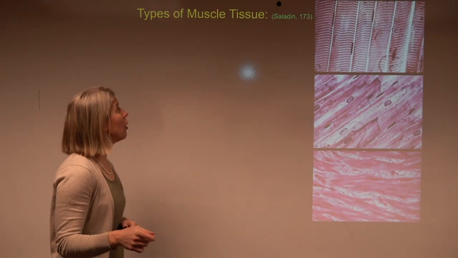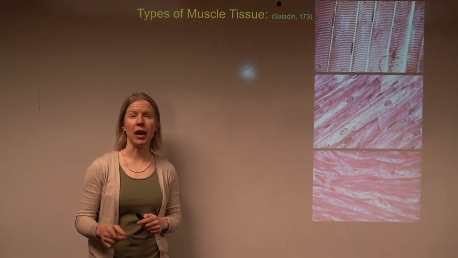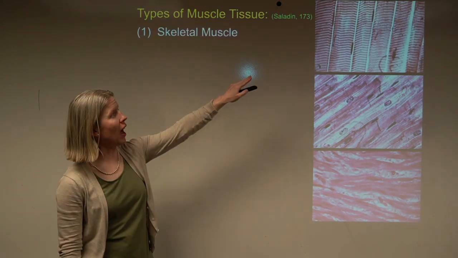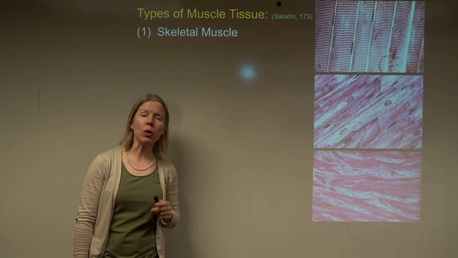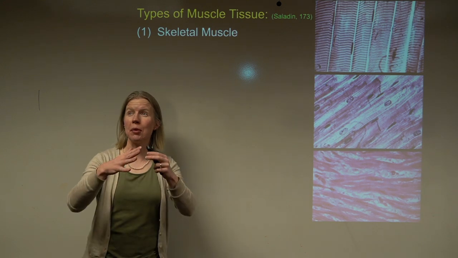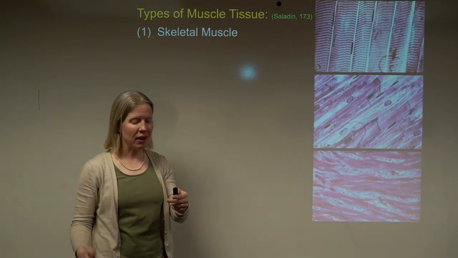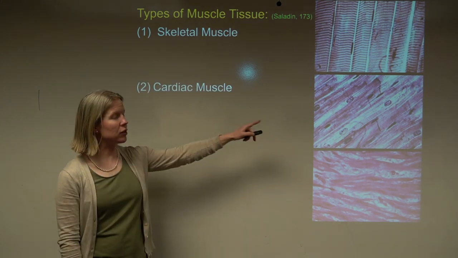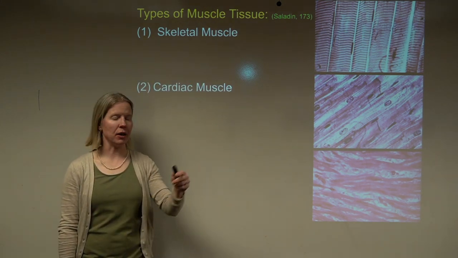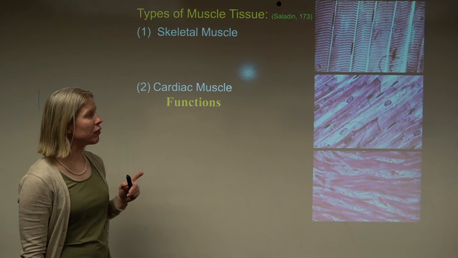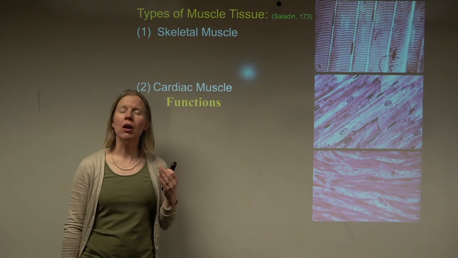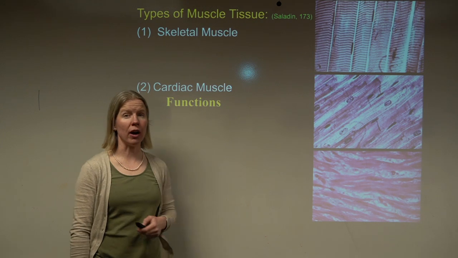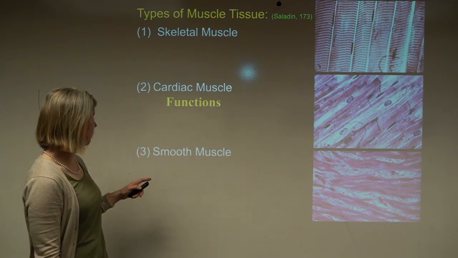Now, if you'll recall, we have three different types of muscle. We have skeletal muscle, which is the very obviously striated muscle, and that's where we'll spend the majority of time in this chapter, right? But just a reminder, cardiac muscle, its main function is just to propel blood throughout the cardiovascular system. Cardiac muscle is only found in the heart.